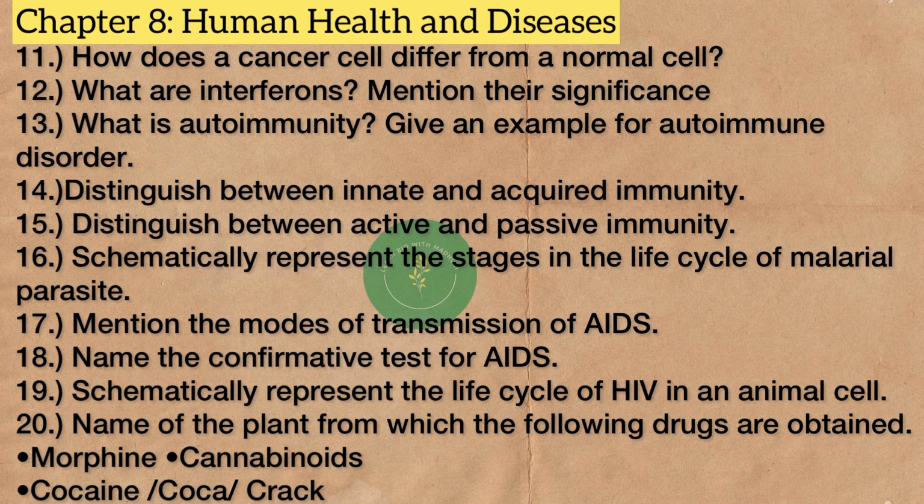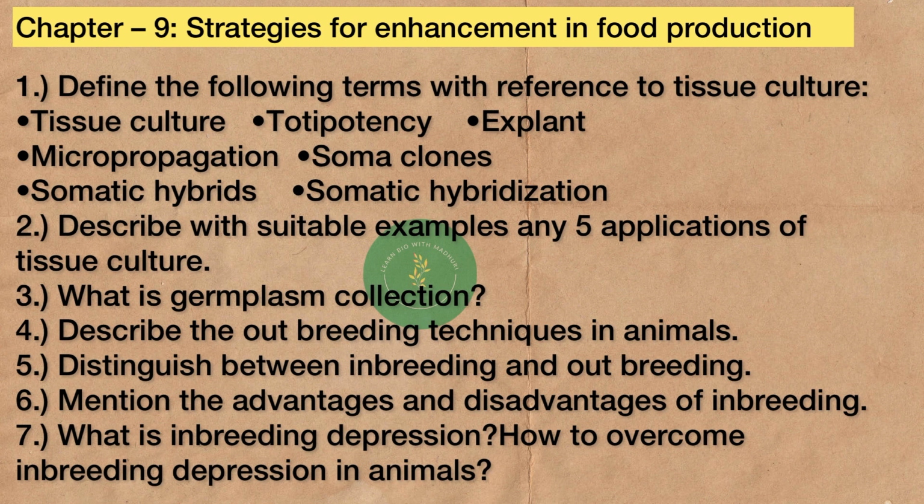Schematically represent the stages in life cycle of malarial parasite, the modes of transmission of AIDS, the confirmative test for AIDS, HIV life cycle, and also you have to name the plant from which the following drugs are obtained, like morphine, cannabinoids. In chapter number 9, strategies for enhancement in food production, focus on terms like totipotency, explant, micropropagation, somaclone, somatic hybrid, somatic hybridization. Any 5 applications of tissue culture is also important.